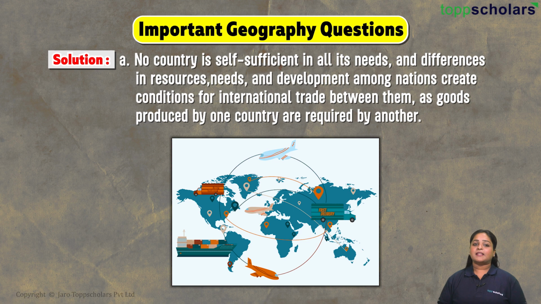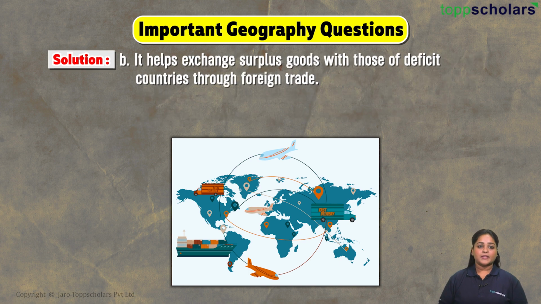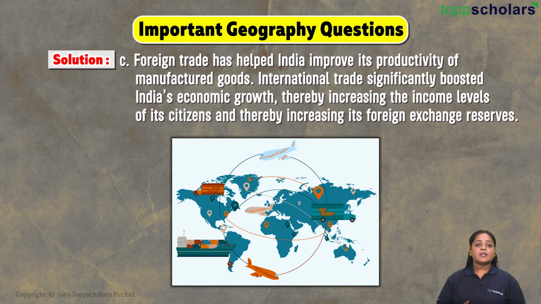A. No country is self-sufficient in all its needs, and differences in resources, needs and development among nations create conditions for international trade between them, as goods produced by one country are required by another. B. It helps exchange surplus goods with those of deficit countries through foreign trade. C. Foreign trade has helped India improve its productivity of manufactured goods.